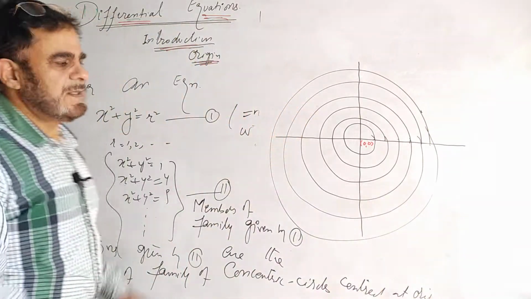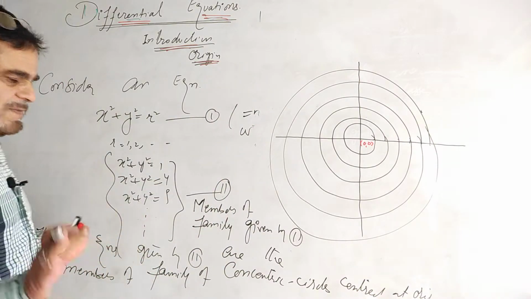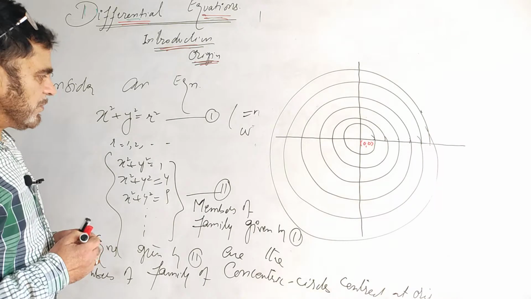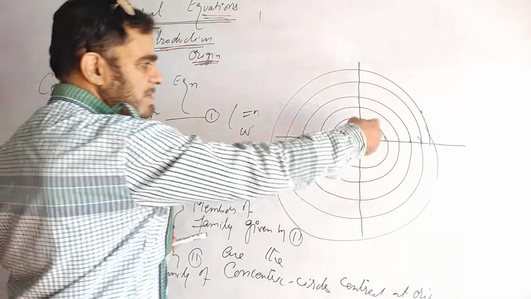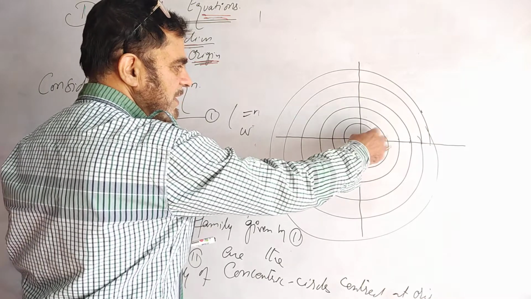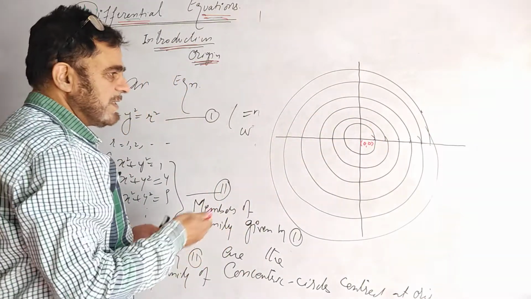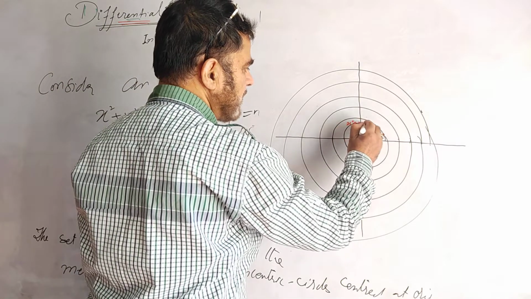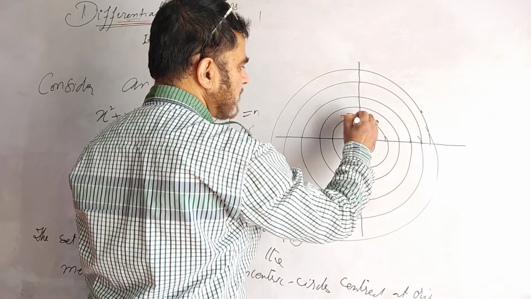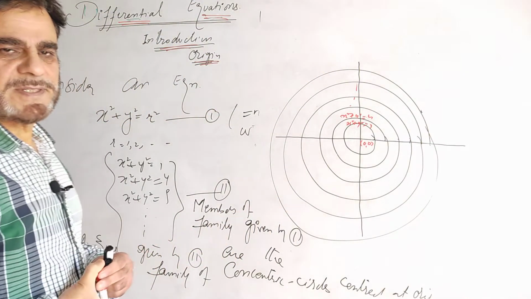Do you know? This is what you know previously. I am not giving something new. You give different values to r, you get this family of circles. This is x square plus y square 1, this will be x square plus y square 2. If you write, this is your x square plus y square 1, this is your x square plus y square is equal to 4, and so on. These represent the family of circles.